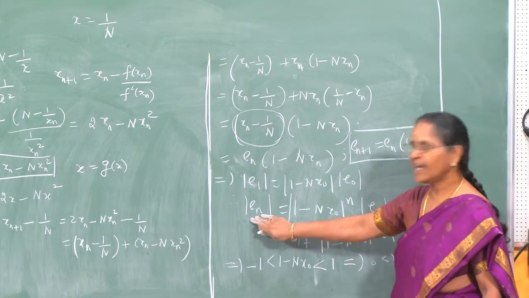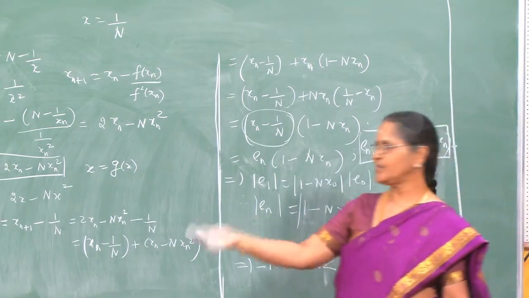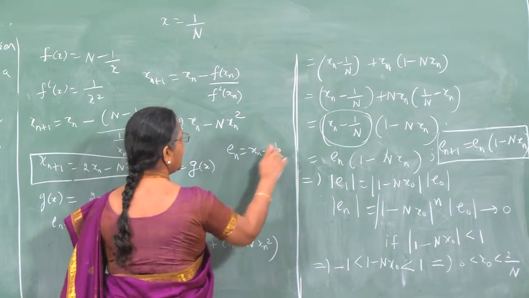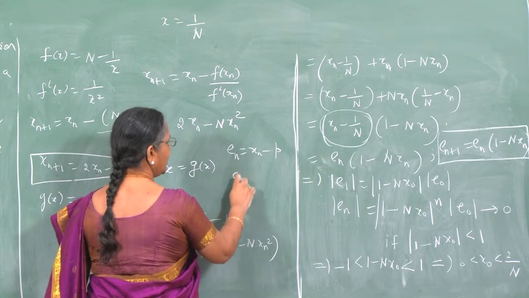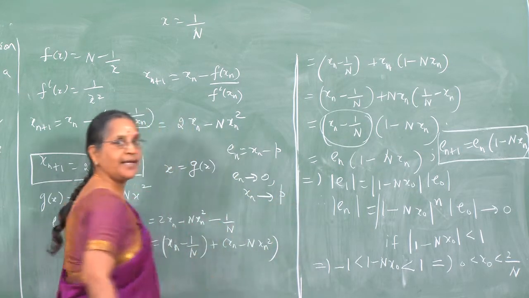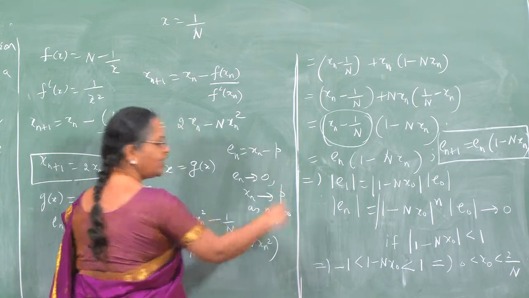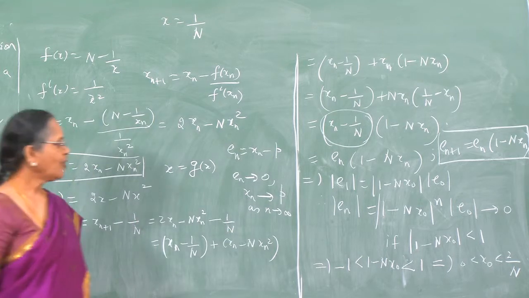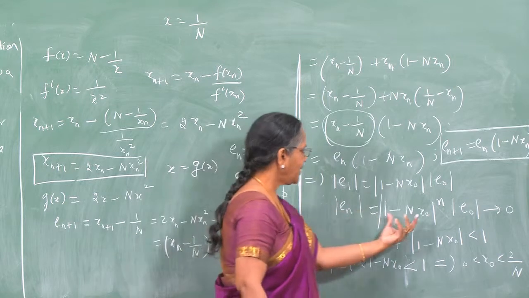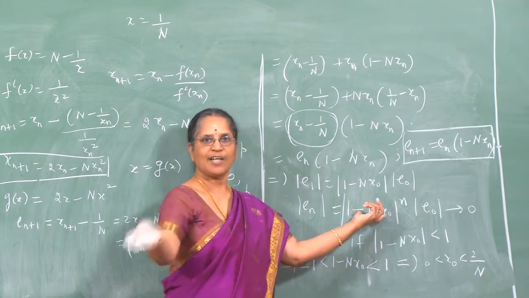I want the error at the nth step to go to 0. When the error approaches 0, what is this En? En is xn minus p. So, as n tends to infinity, when En goes to 0, xn will converge to p, namely the sequence of iterates will converge to a root of the equation. So, I want this En to go to 0. When can that happen? When this quantity within absolute value is less than 1.